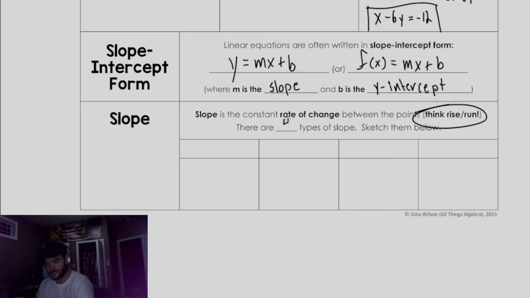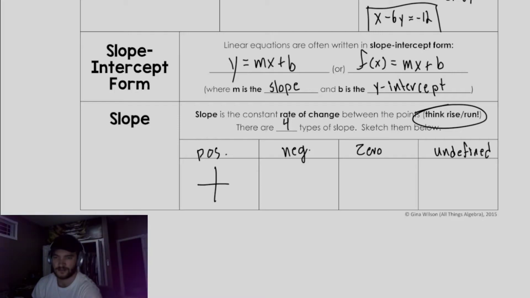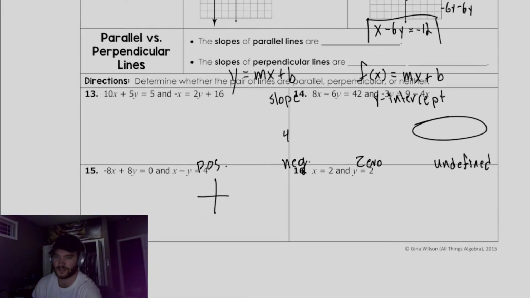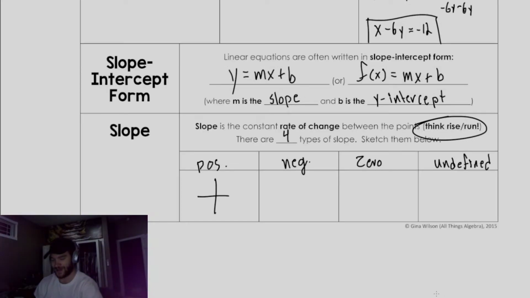There's actually 4 types of slopes. This is cool. Sketch them below. Okay, let's think. So we have a positive slope, a negative slope. We've got a 0 slope. We've got an undefined slope. I did not fill these out prior, but we can figure this one out. So I'm going to pretend like, oh, wait a minute. This will be hilarious if I don't have any graphs. Oh, I've got graphs. Okay, good. All right, positive, a negative slope, a zero slope, and an undefined slope.